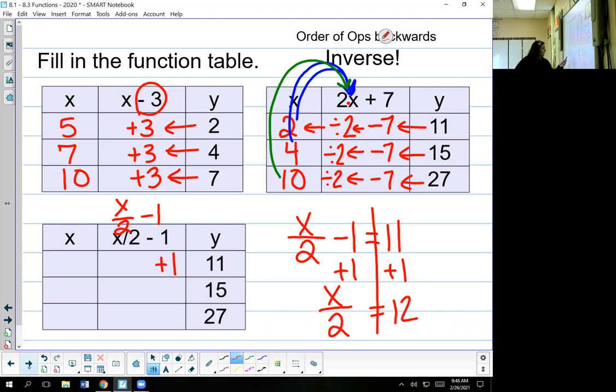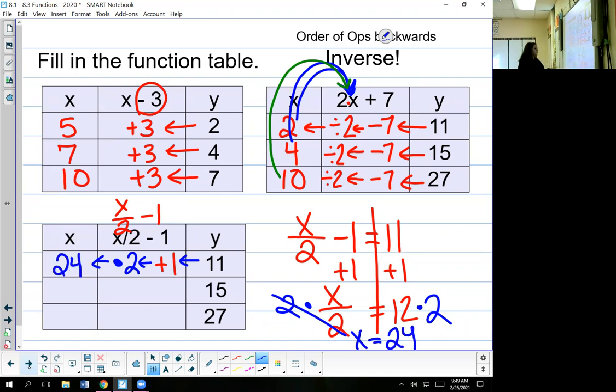Well, then how do I get rid of division? What's the inverse of division? The inverse of division is multiplication. So I multiply both sides by 2. So therefore, if I multiply by 2, going in the opposite direction using all the inverses, I then get, what is x? x is 24. So let's see if that makes sense. If I take 24, cut it in half, I get 12. Subtract 1, I get 11. So I did it right.